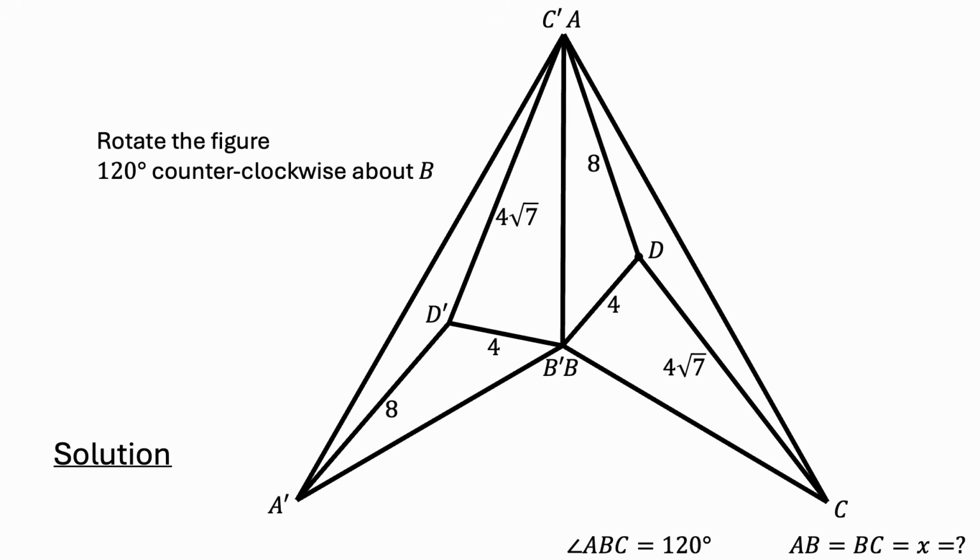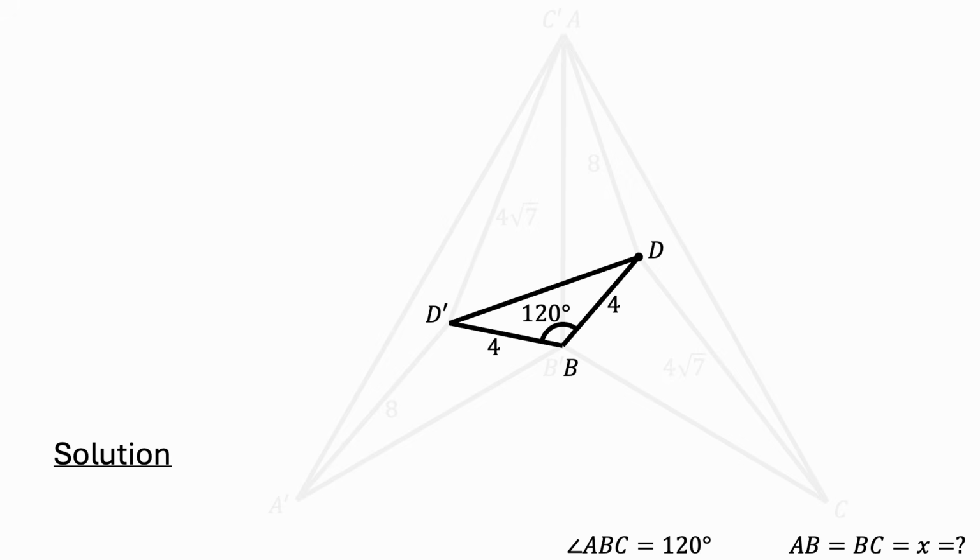The rotation sends BD to BD prime, so angle D prime BD equals 120 degrees. Now, join D prime to D and consider triangle DD prime B. Since BD prime equals BD equals 4, triangle DD prime B is isosceles, so the base angles are equal. Therefore, angle BDD prime equals (180 degrees minus 120 degrees) divided by 2, which equals 30 degrees.